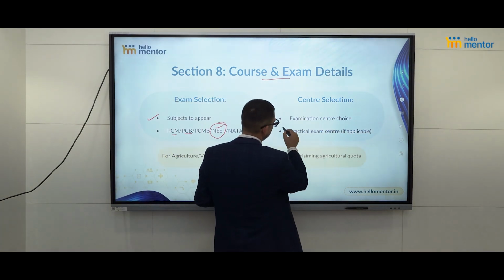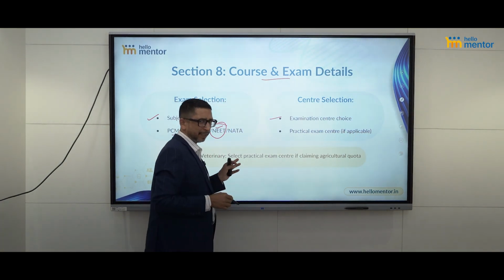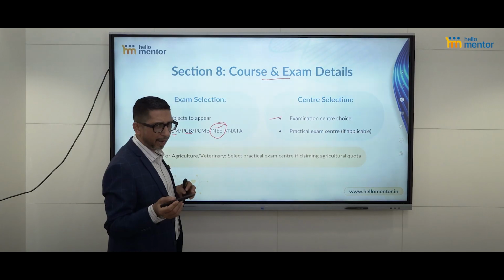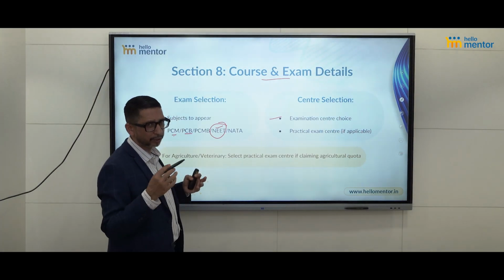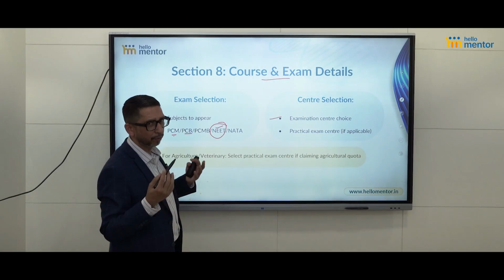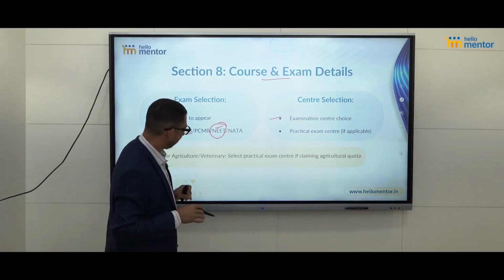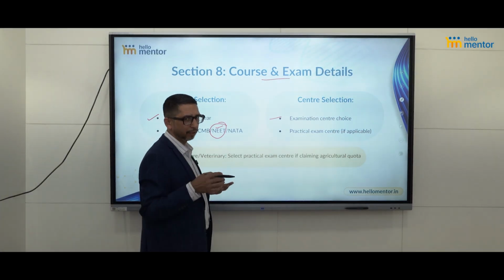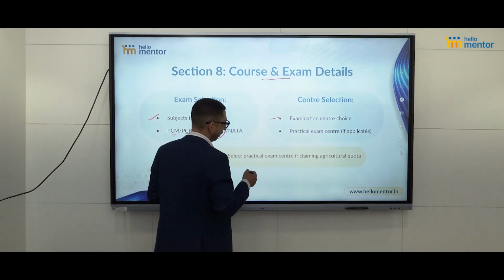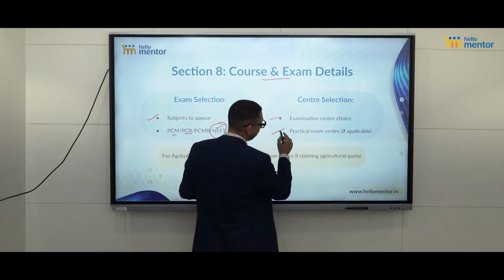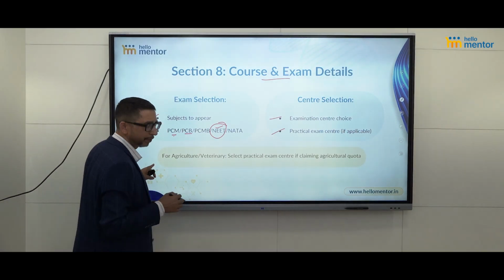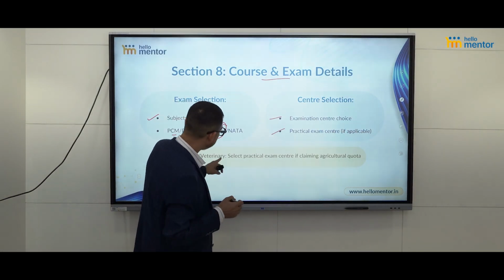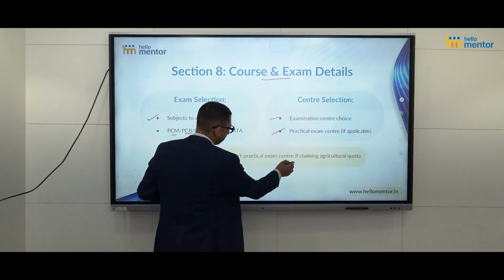Center selection, examination center choice. This year, I think they are trying to add for NEET, they are going to do it for Aadhaar connection. So whichever is your home state or home district, perhaps they will go for that, but not sure right now. And for CET, they will give you the district. College name will be decided later on. For practical examination, you have to select the college name only, because that is already coming on the CET online portal. Now, select practical exam center if claiming, that we have discussed already.